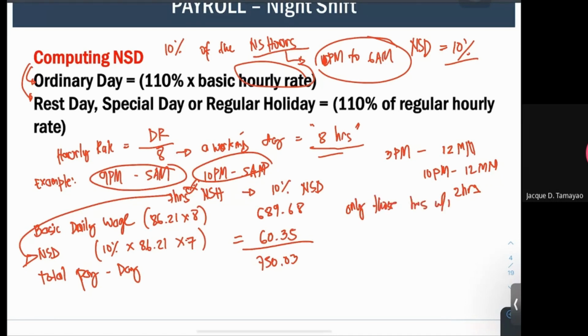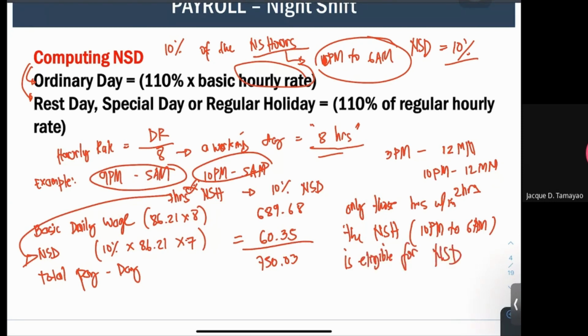only those hours within the night shift hours, or 10 p.m. to 6 a.m., are eligible for night shift differential. Okay? On our first example, 9 p.m. to 5 a.m., pasok ang 10 p.m. to 5 a.m. On our second example, 3 p.m. to 12 midnight, pasok ang 10 p.m. to 12 midnight. So those are the only hours applicable for night shift differential of 10%.